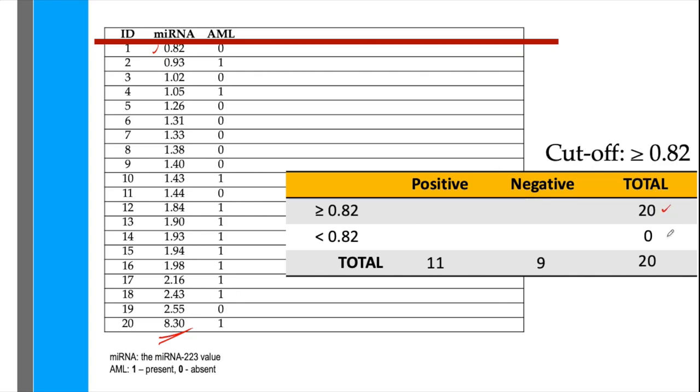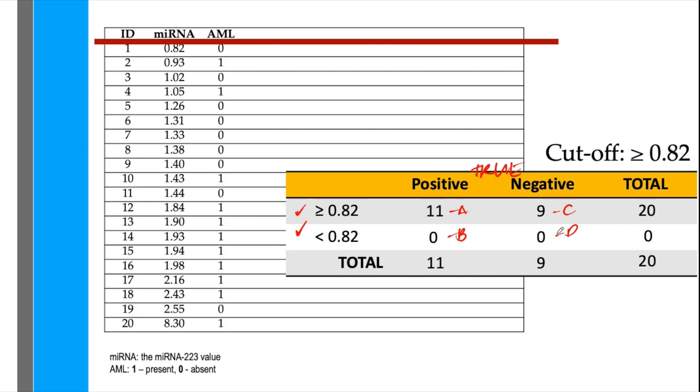And no patient here has microRNA-223 of less than 0.82. Among these 20 patients, 11 of them are positive, while 9 of them are negative. So that gives us 11 patients who are positive for AML and 9 patients with no AML with at least 0.82 of microRNA-223. And of course, since none of them has microRNA-223 of less than 0.82, we know that this value and this value are both equal to 0. Now, given this table, since this is the true status of the patient, and we are testing these two values, it's like having this as A, this as B, this as C, and this as D.